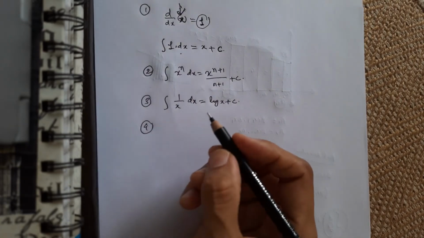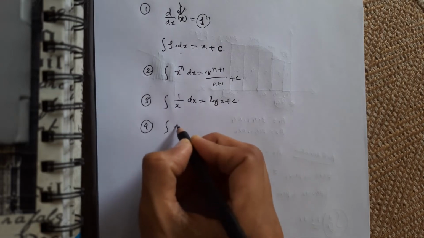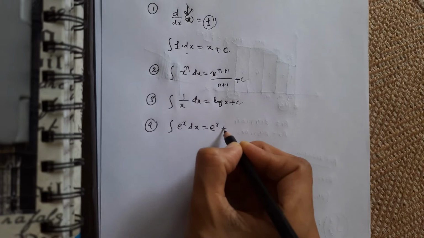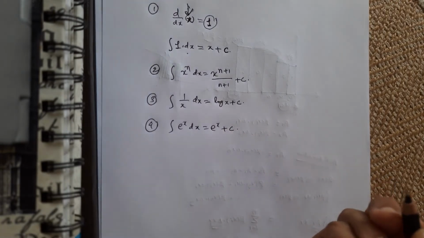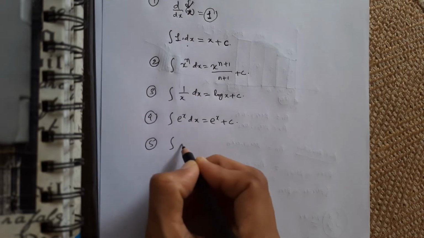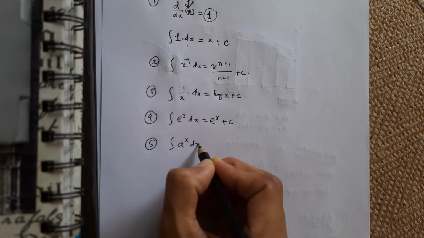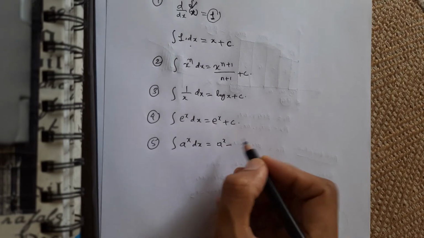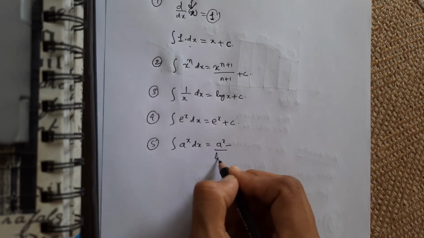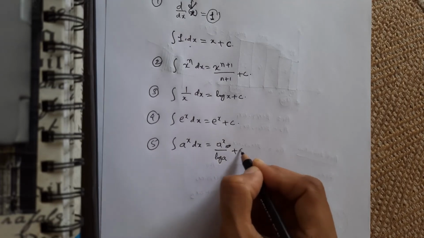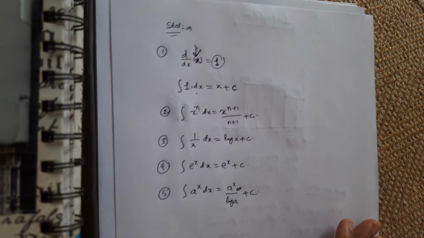Fourth one is integration e to the power x dx is e to the power x plus c. Okay. Fifth one that I want you to discuss is integration a to the power x dx is a to the power x upon log a plus c. This is fifth.